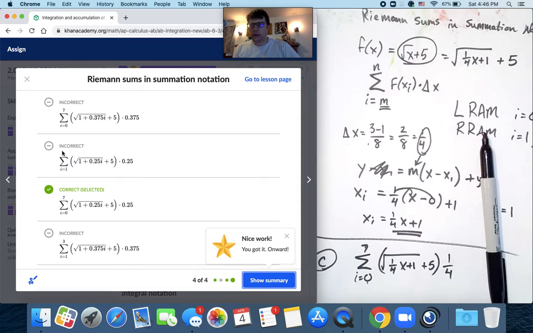Then the 1 to 3 kind of caught me, but we never put the limits of integration, the boundaries of the graph, as our index. We want to put how many subdivisions. That's what the summing notation means. We're going to sum up how many things? Well, 0 to 1 to 2 to 3 to 4 to 5 to 6 to 7 things. That's 8 things, eight spaces.